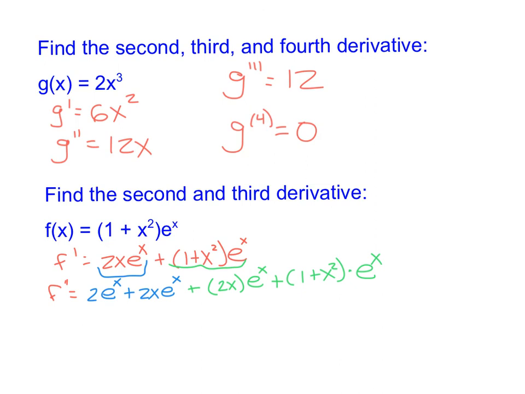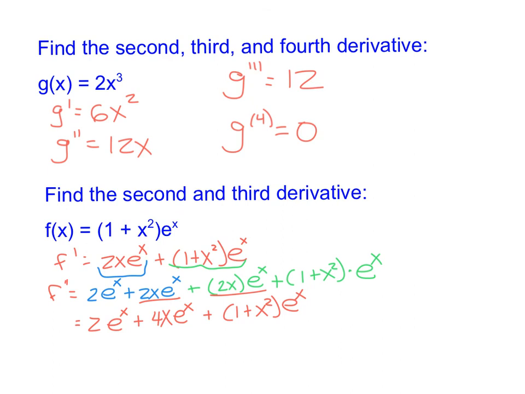Now at this point I would simplify this. Like I said, you don't have to simplify, but if you notice 2e to the x, 2e to the x is 4e to the x. So what we really have here is 2e to the x plus 4x e to the x. And then we have our 1 plus x squared e to the x. Which actually, if you distribute that through, you can simplify a little bit more. But I'm going to leave it.